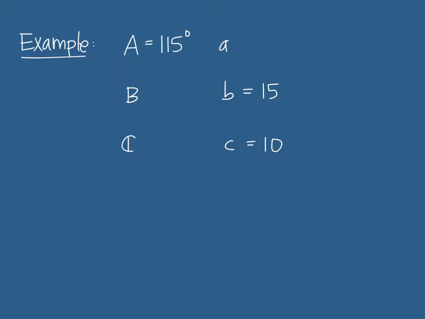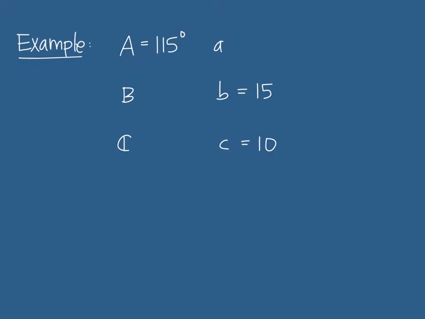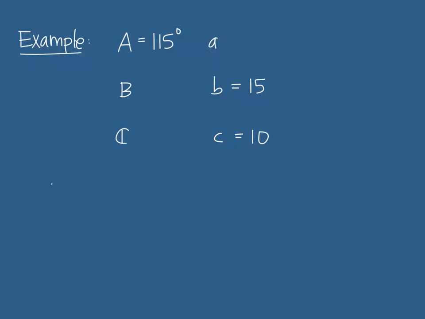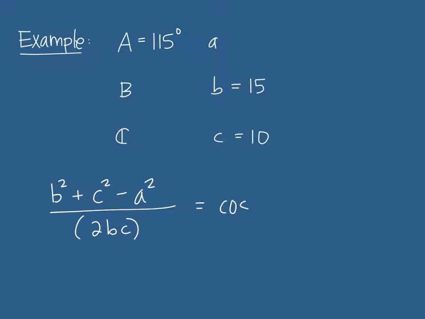Now the law that is determined for us, we want to use the version of the law that uses cosine A, because it's the only angle that we have. Last time I didn't have any angles to start with, so it didn't matter what law I started with. This time I do have an angle, and so I have to start with the law that has cosine A. So that means I'm going to start with b squared plus c squared minus a squared over 2bc equals cos A. That's the version I'm starting with.